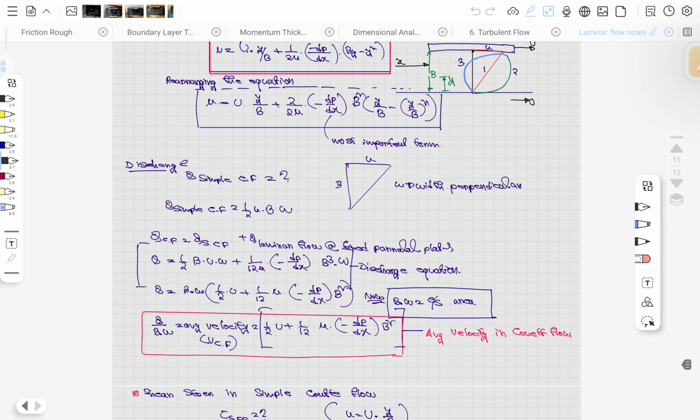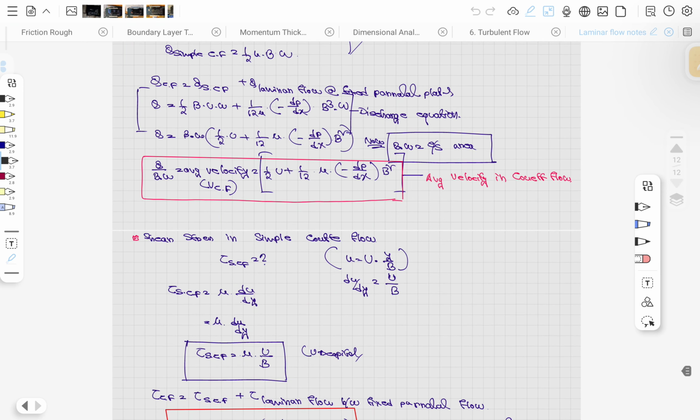Discharge is simple: Q equals Q of simple Couette flow plus Q of laminar flow between fixed parallel plates. It is half U b w, plus 1 by 12 mu, minus dp by dx, b cube into w. That is the simple Couette flow plus the flow between two fixed parallel plates. Rearranging those terms, we get the average velocity Q by b w equals U by 2, plus 1 by 12 mu, minus dp by dx into b square.